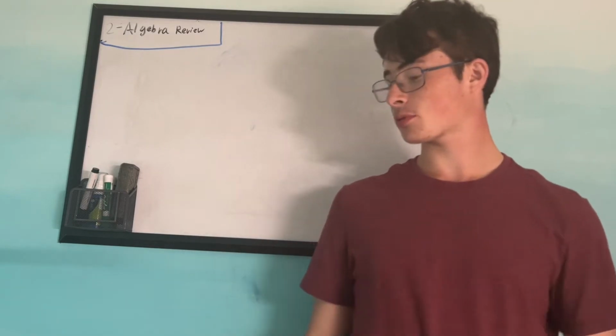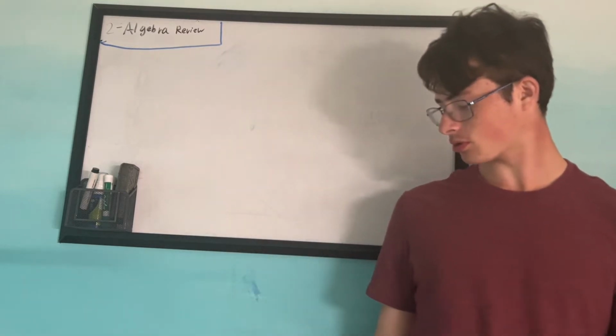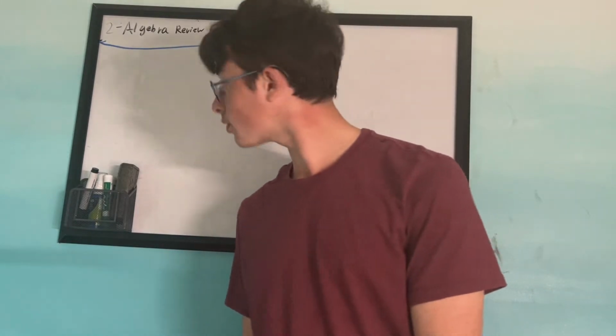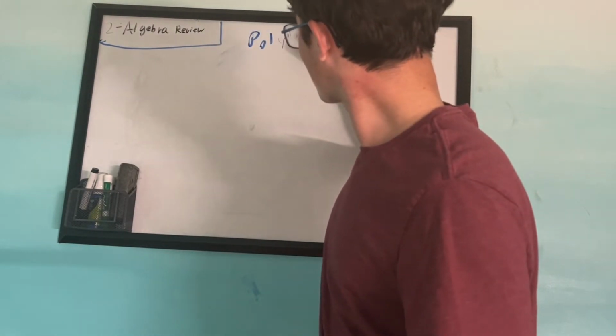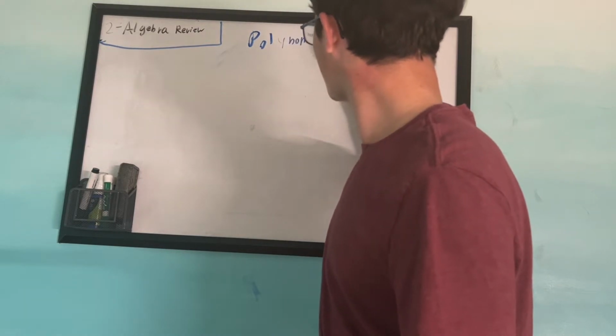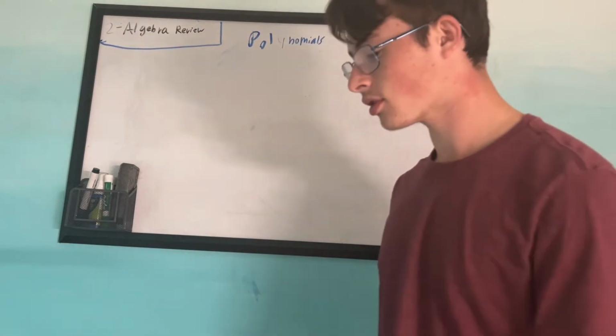Alrighty, this is an algebra review for all of chapter 2. Starting off, we're going to be covering polynomials. I'm using my blue marker because my black one's dying.